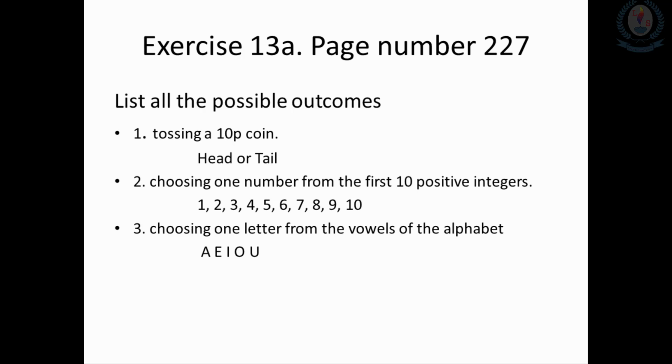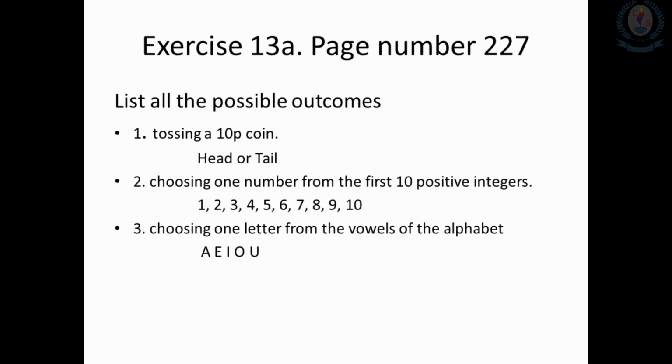Now I'm going to do an exercise from page number 227 for your 13A. They are asking us to list all possible outcomes for these questions. I selected a few. The first one is tossing a 10 pence coin. We have a 10 pence coin and we're going to toss it. What are the possible outcomes? It can be a head, it can be a tail. There are only 2 possibilities, so there are 2 possible outcomes. If you are listing them, we list head and tail.